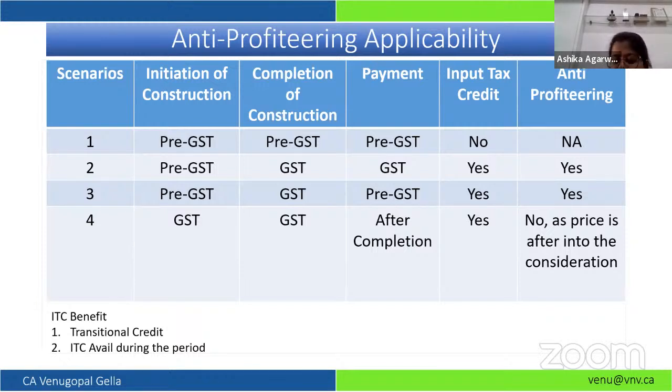As you yourself are aware of the ITC, obviously you will not form it part of your cost of construction. Your price will be based accordingly. Therefore, anti-profiteering will not be applicable, because in the price which you have quoted, you must have considered ITC not as a cost of construction. Thereby, in this case, anti-profiteering will not be applicable.